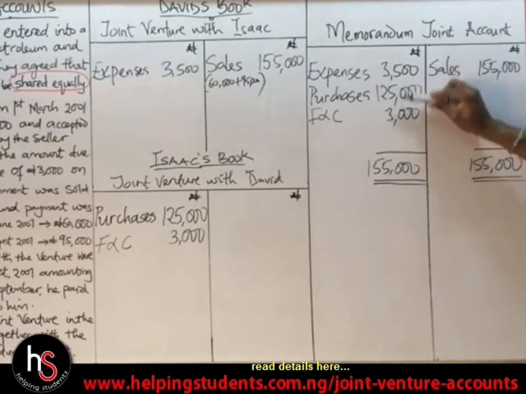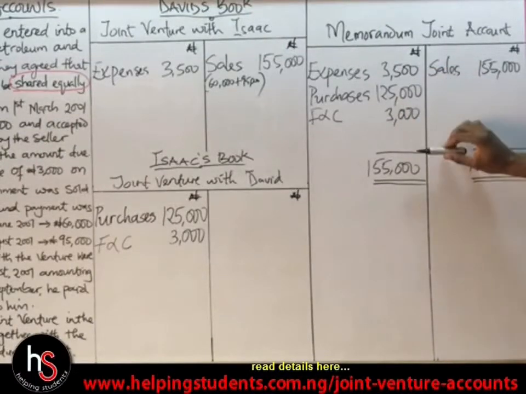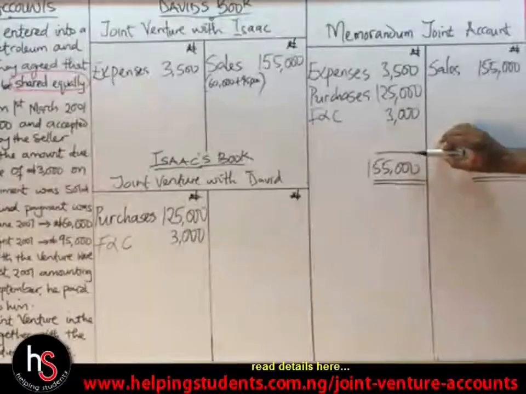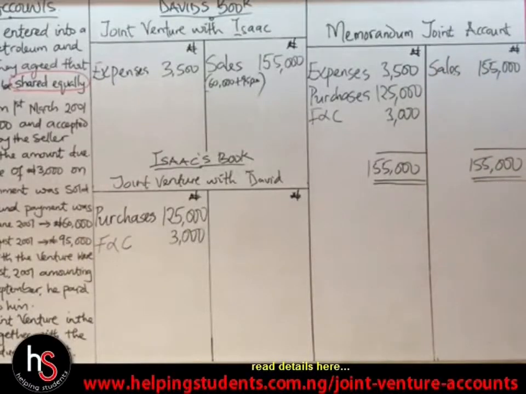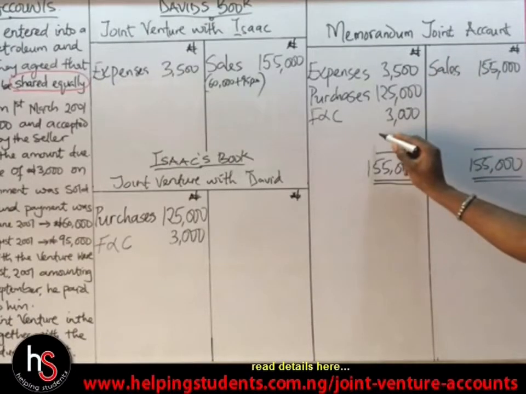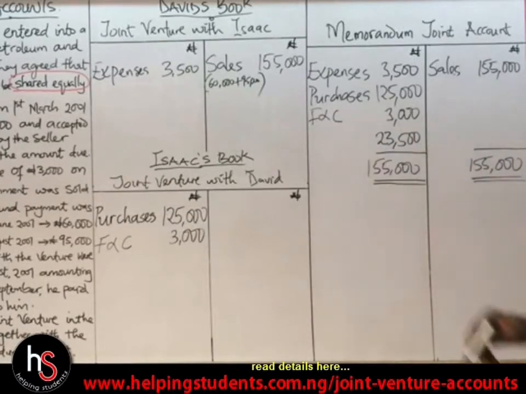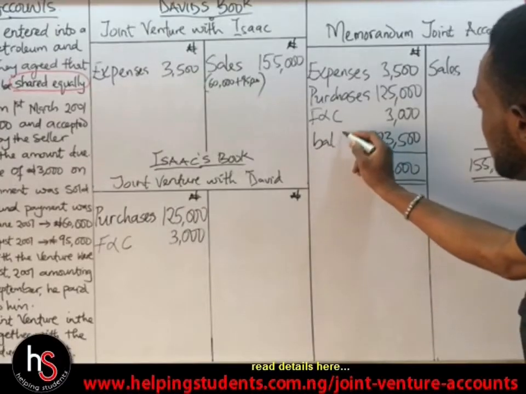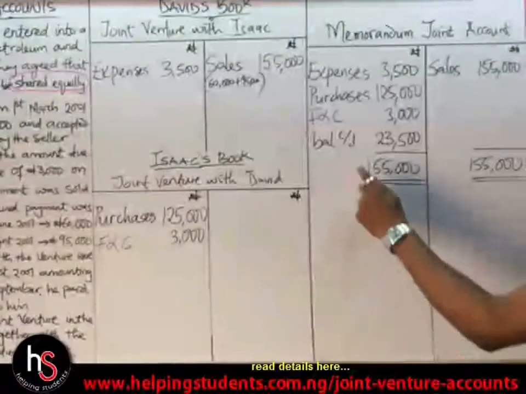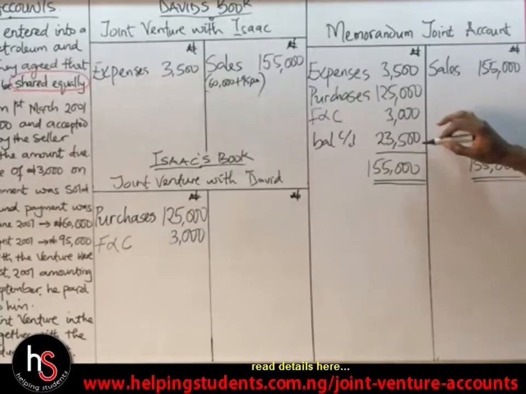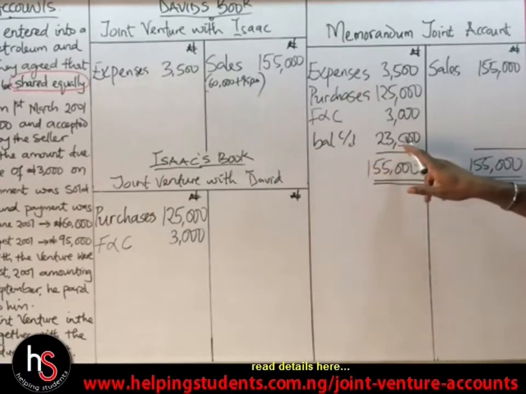Now, to make these figures we have here the same with this, we will subtract 155,000 from the value we have here, which gives 23,500. Now this 23,500 stands as our balance CD, which is our balance carried down. 23,500 is now our balance CD.